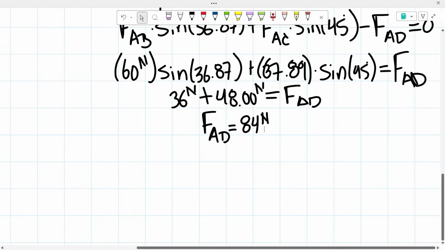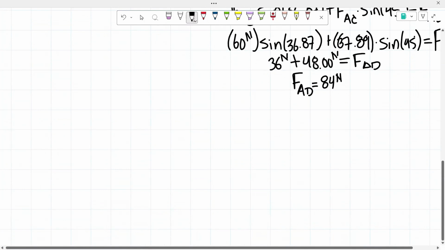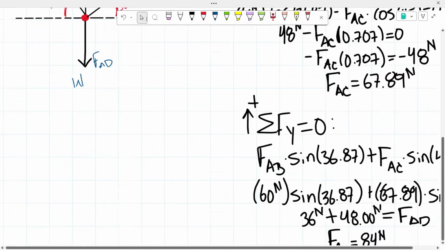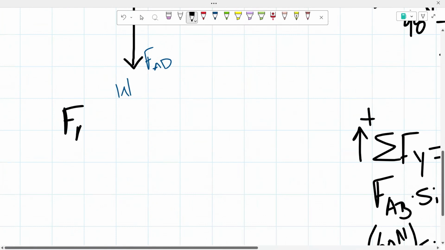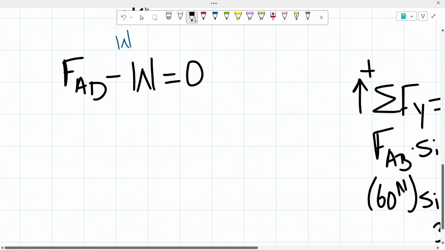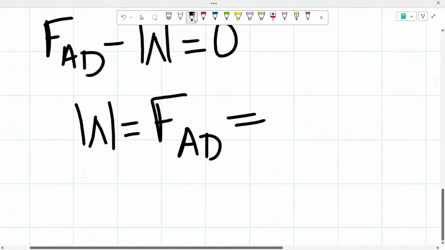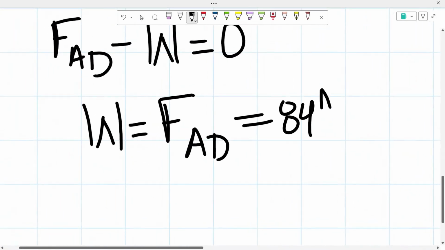Now that we were able to find the force of the spring AD, the next step would be remembering that the force of the spring AD minus the weight has to equal 0. So if we were to rewrite that, we know that the weight is the same as the force of the spring AD, which was 84 newtons. So we know that the weight of the block is 84 newtons.